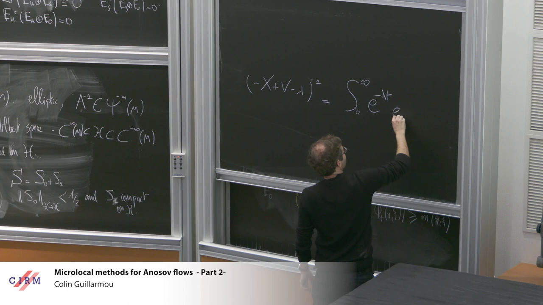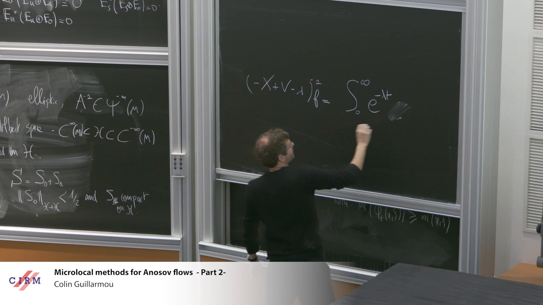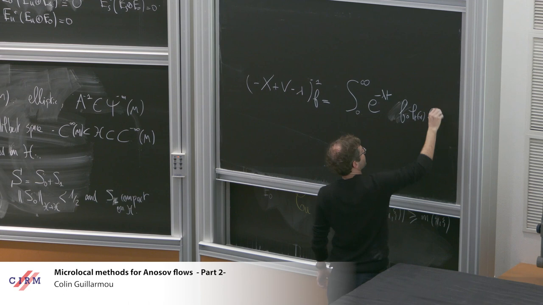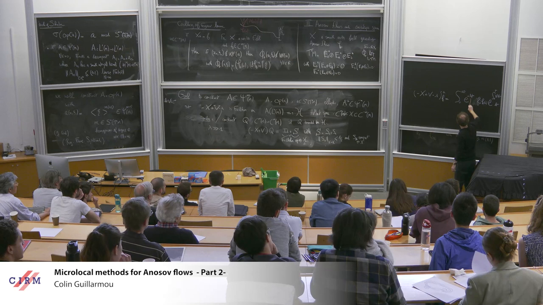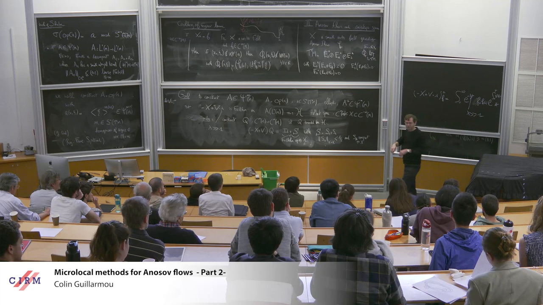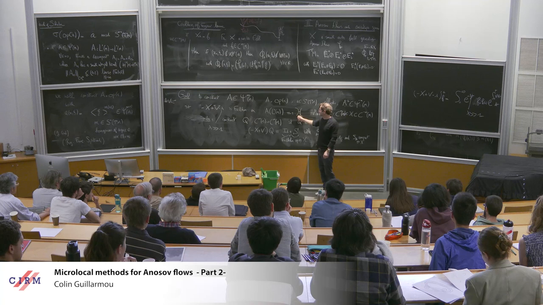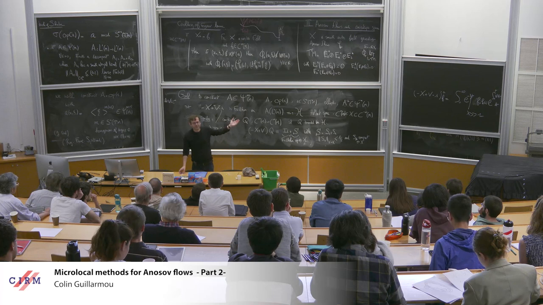So if I apply it to f, I will get f composed with the flow. And then I get a term involving something like this. So you can really write the solution of the transport equation. And this is converging if lambda is really big, because this is damping all this. So you can really invert it and check that this inverse is going to be bounded on H. And so you can see the index is zero because of this.